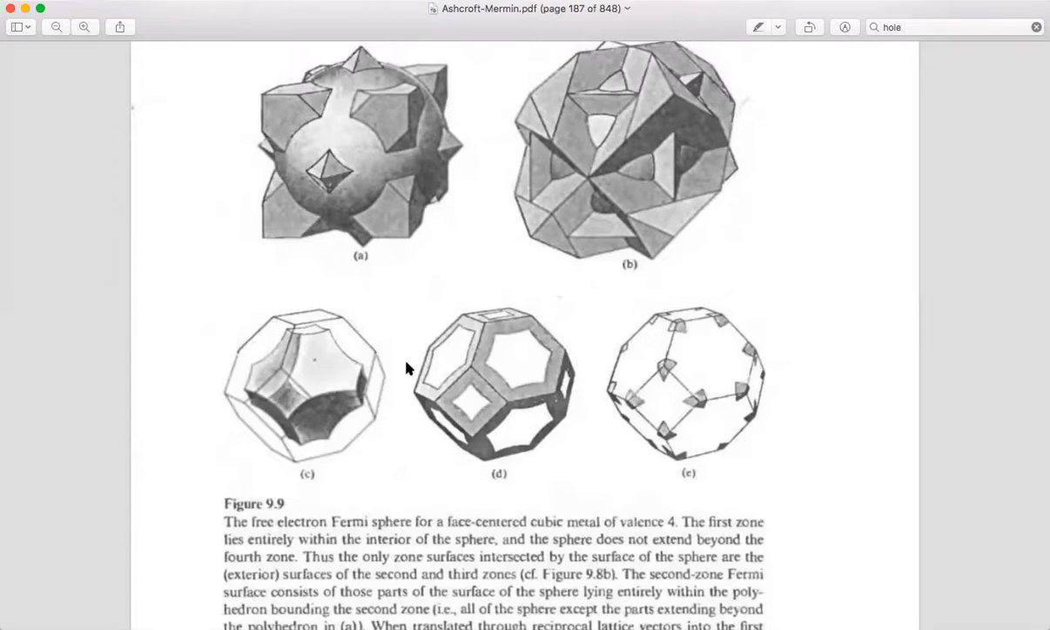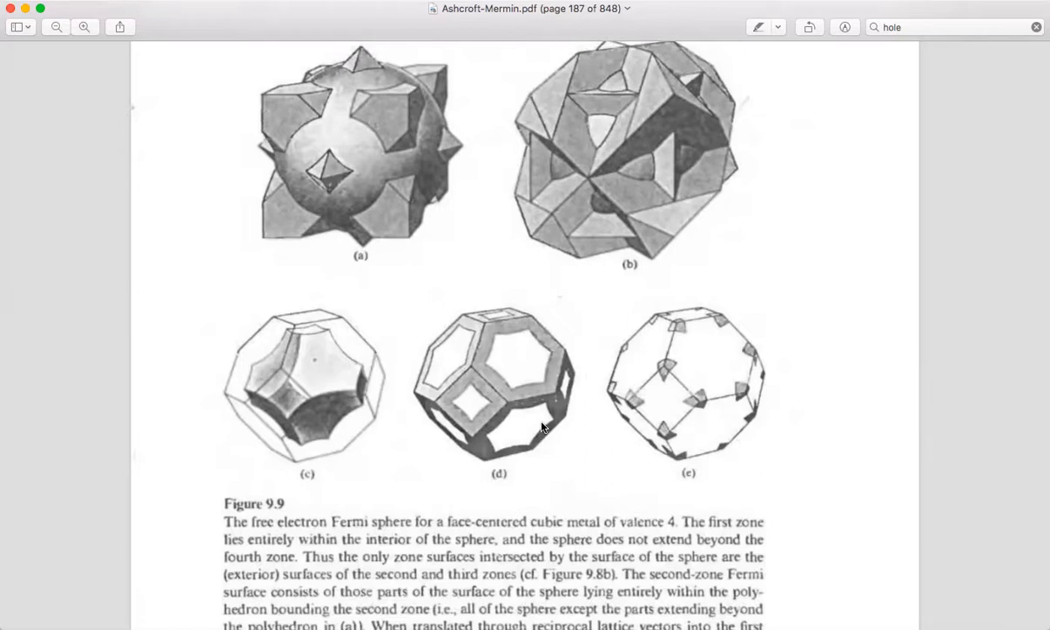So this bottom row here shows you the branches. These are called branches of the Fermi surface. So this comes from the 1st band, this comes from the 2nd band, and this comes from the 3rd band. These are branches of the Fermi surface that are obtained from different Brillouin zones, but here all are shown within the 1st Brillouin zone, within what is called the reduced zone scheme.